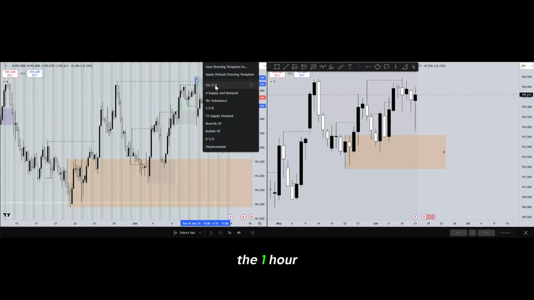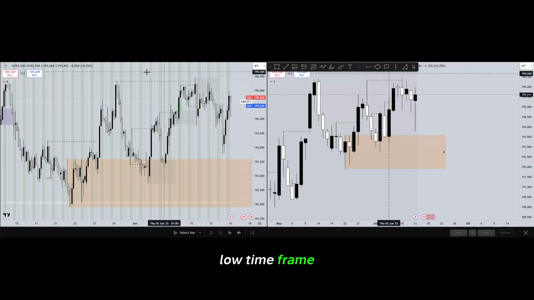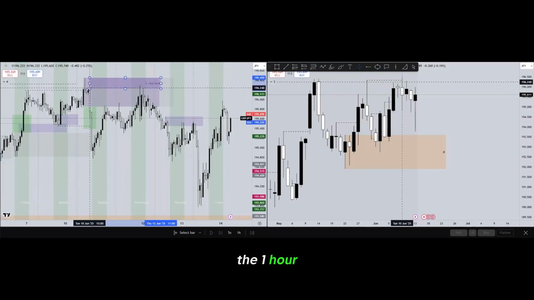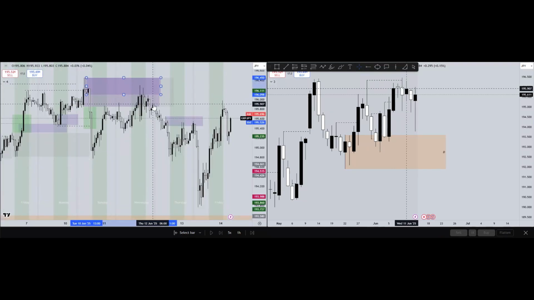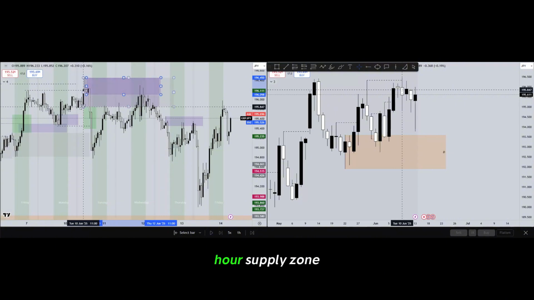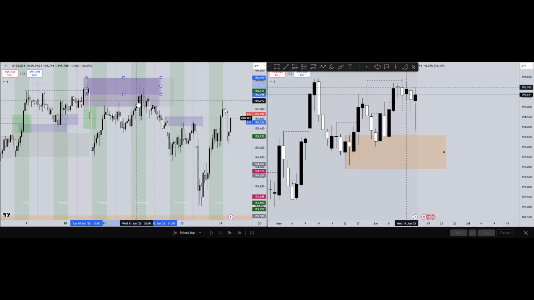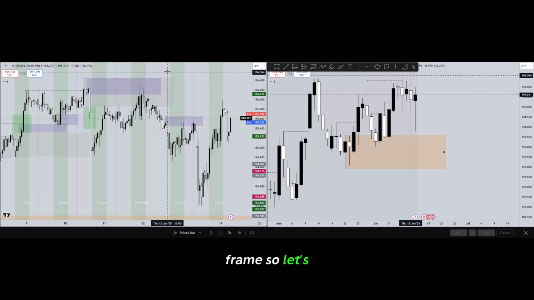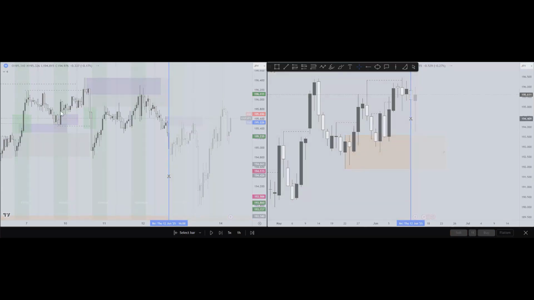Okay, this could be the 1-hour supply zone in lower time frame. So let's see. See, this is the 1-hour supply zone. This is also considered the 1-hour supply zone with this strong bearish push to the downside here. So when price mitigates this supply zone, we can look for the market structure shift in lower time frame. So let's go through that here.